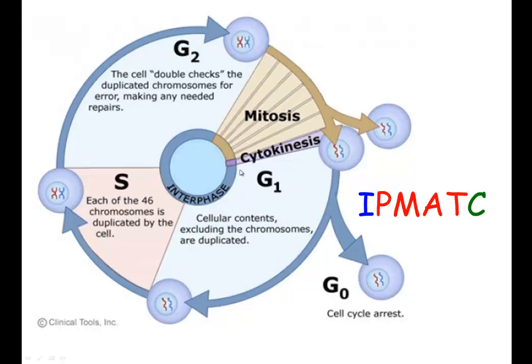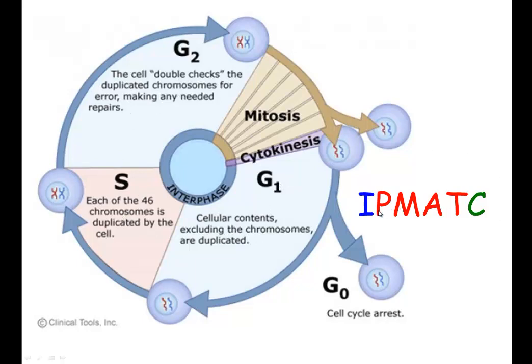Interphase, which you can see is this blue part of the circle. 80 to 90% of the time is spent on interphase, where the cell's actually doing its basic cellular job. If it's a bone cell, a muscle cell, a skin cell, a connective tissue cell, a lung cell, it's doing its job here in this process for interphase, as well as going through all these G1, S, and G2, where we double the contents, double the chromosomes, and double check everything.